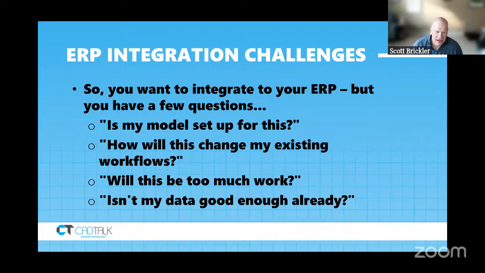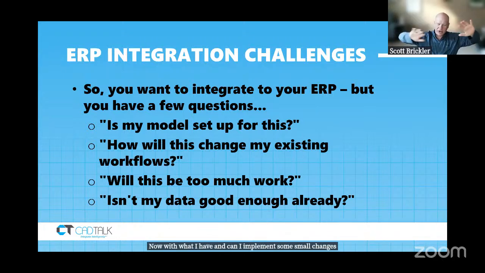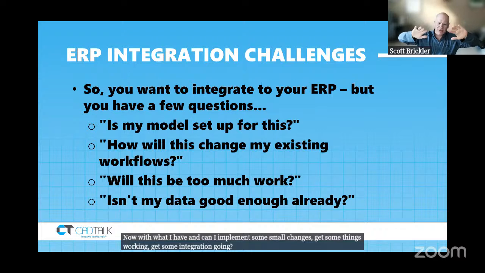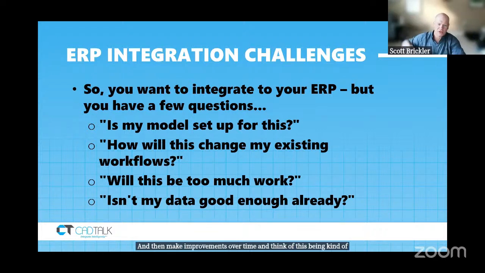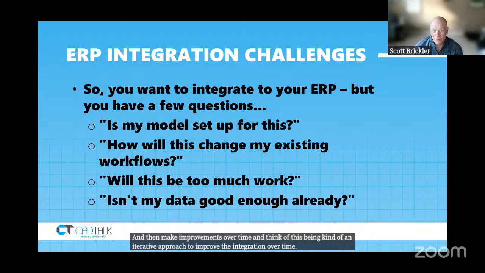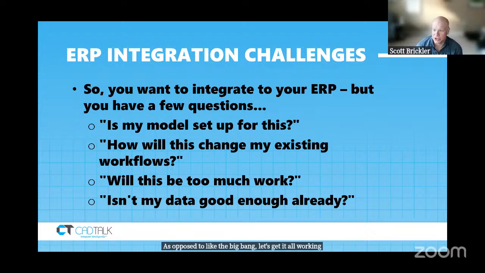But also think about these integration solutions as being iterative. I think a lot of people think of it as a big bang, and they wait until everything's set up exactly right to do all the full-tilt automation and integration they want. But you can do these things in stages, as a continuous improvement process: what can I work with now with what I have, can I implement some small changes, get some integration going, and then make improvements over time, as opposed to the big bang, let's get it all working at once type of solution.